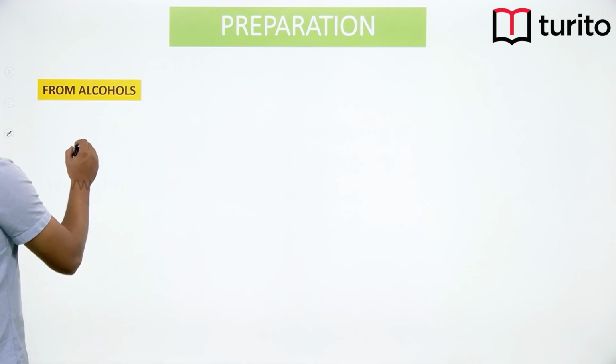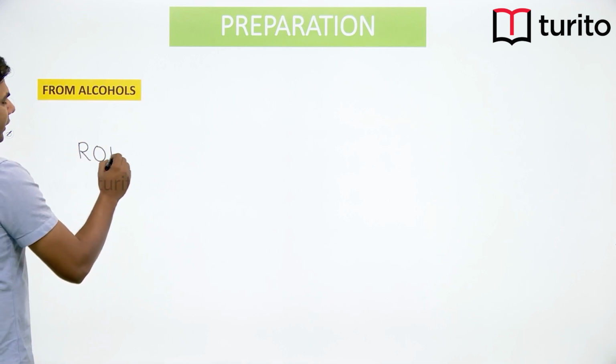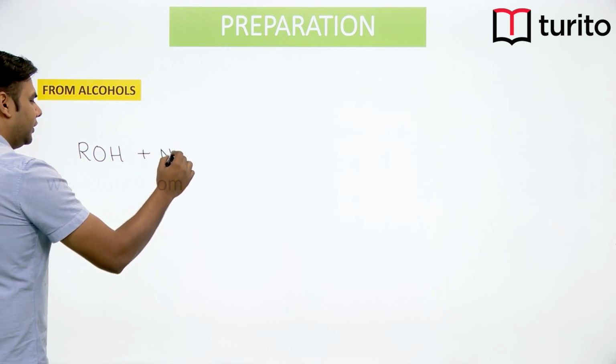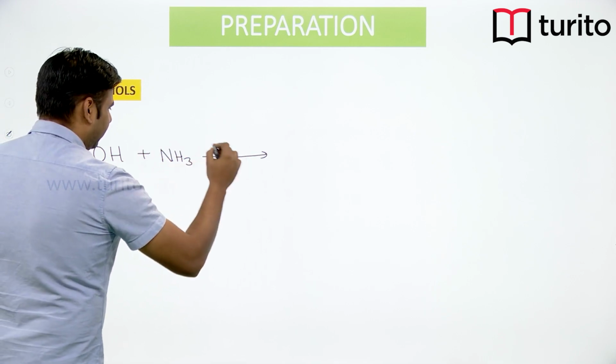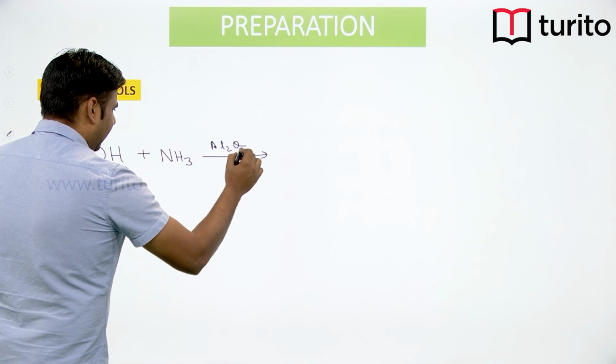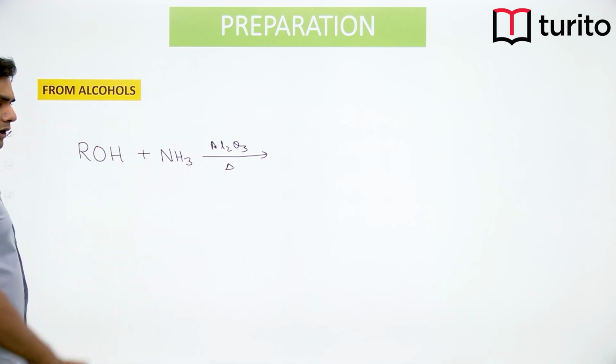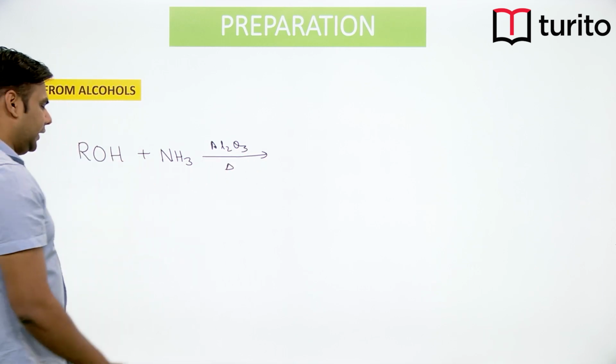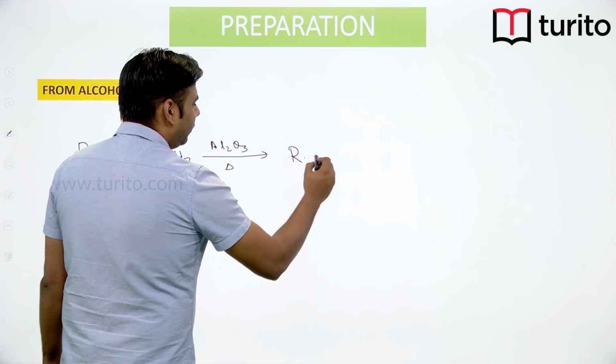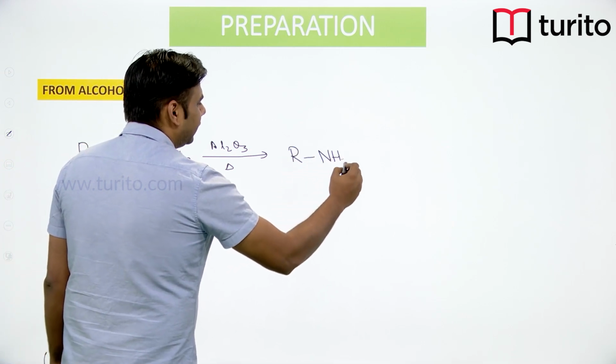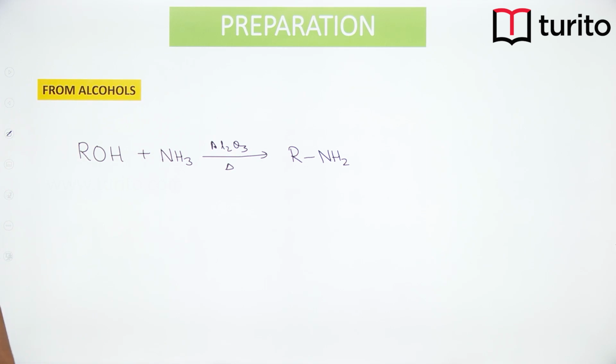From alcohols, to prepare from alcohol we take ROH, to this we add ammonia in presence of Al2O3 and we heat it. So basically Al will go and coordinate with oxygen and convert it into a good leaving group, and then ammonia would attack on the carbon bearing the good leaving group, and a 1-degree amine could be formed over here.